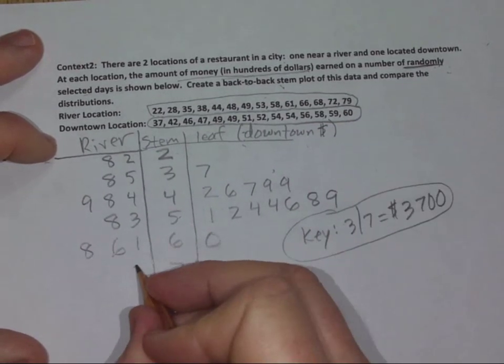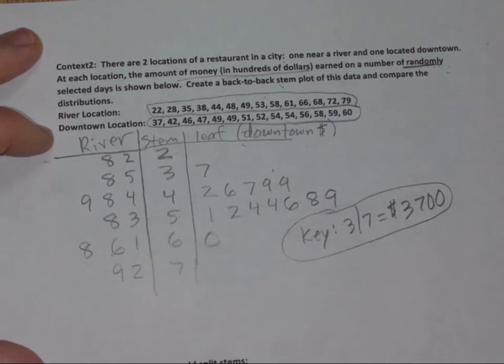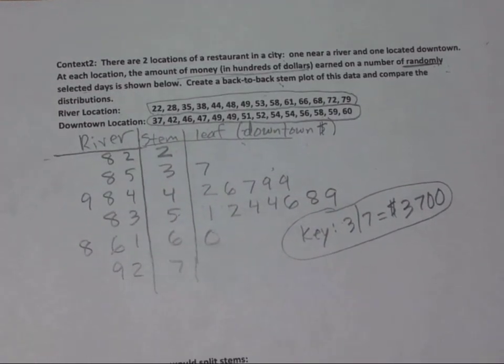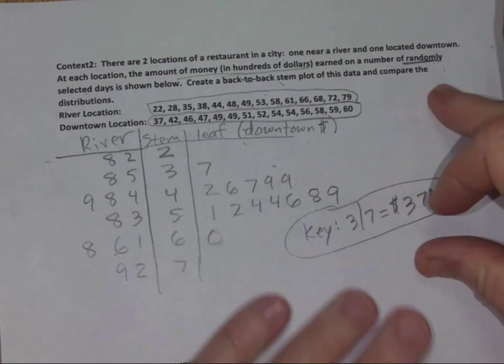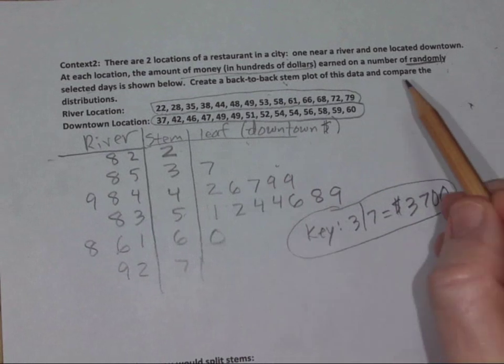So 72, 79, and of course the same key applies, so that's good. And so there we go. That's how you do a back-to-back stem plot. So let's say you were asked to describe the distribution and to compare.